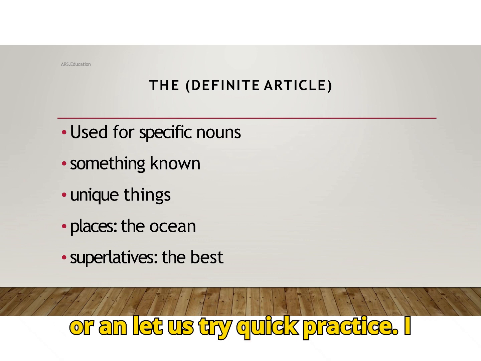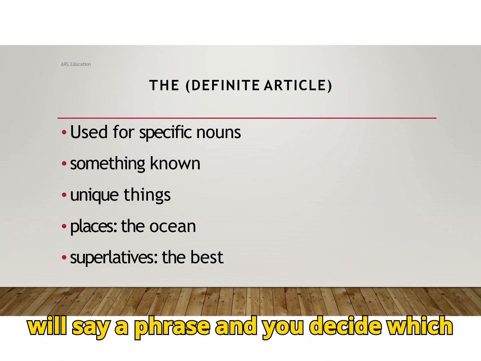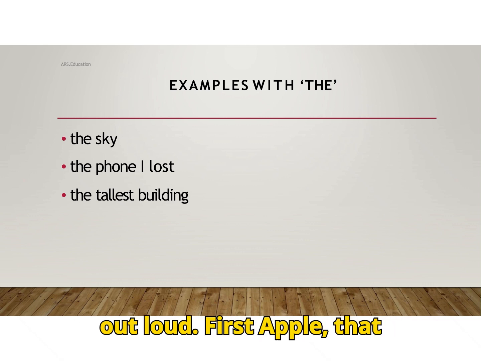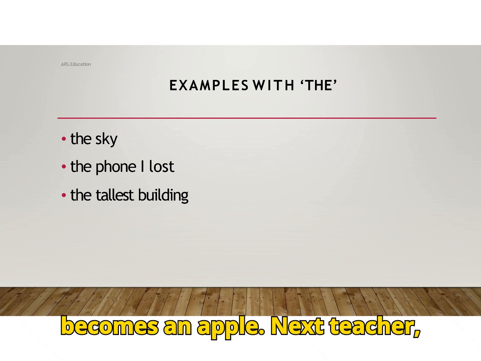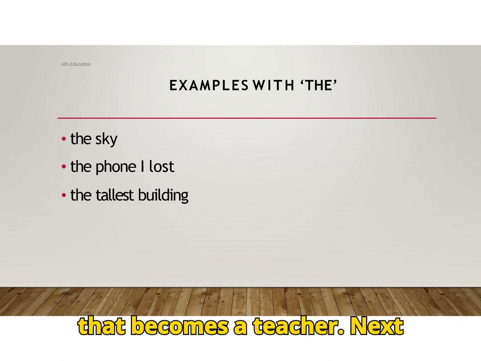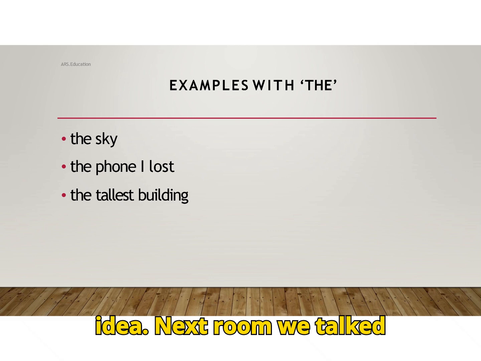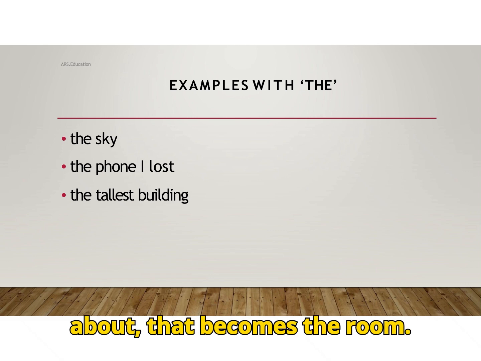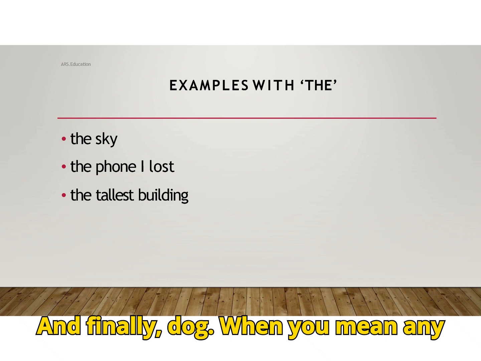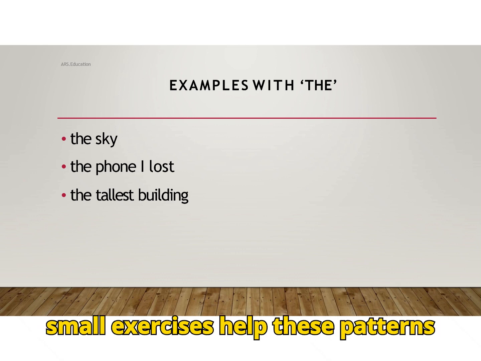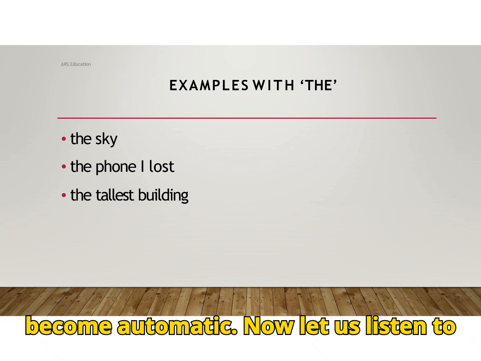Let us try a quick practice. I will say a phrase and you decide which article to use. Say your answer out loud. First, apple. That becomes an apple. Next, teacher. That becomes a teacher. Next, sun. That becomes the sun. Next, idea. That becomes an idea. Next, room we talked about. That becomes the room. And finally, dog when you mean any dog. That becomes a dog. Good. These small exercises help these patterns become automatic.